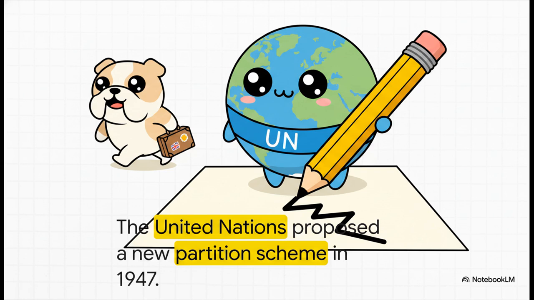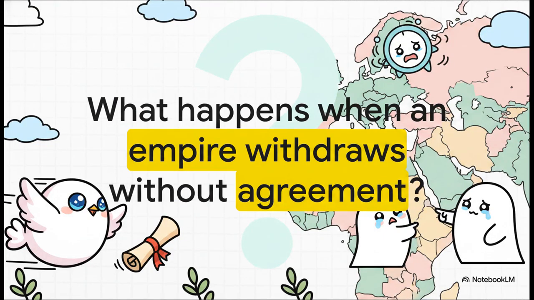Well, in 1947, they looked at the situation and proposed yet another partition scheme, drawing new lines on a map to create a Jewish state and an Arab state, echoing that ghost of the Peel Commission from 10 years earlier. And that brings us to the end of our timeline today, but definitely not the end of the history.